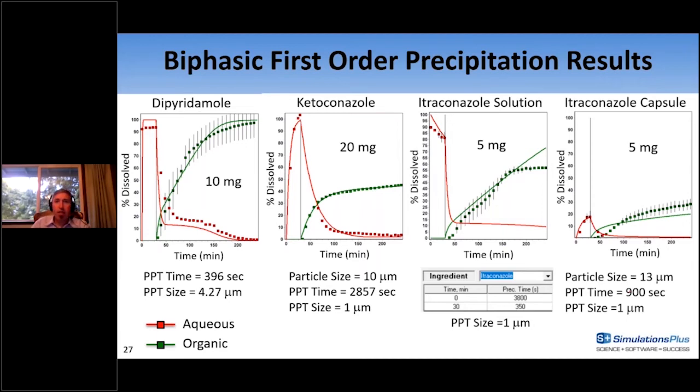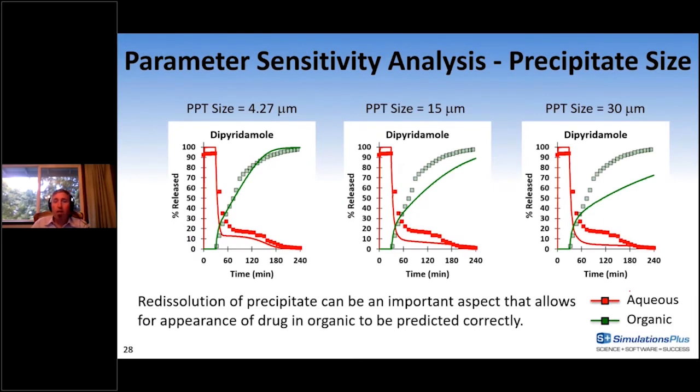Of course, we can do a parameter sensitivity analysis around the precipitate size to show what would happen if the drug precipitated into different sizes. Obviously the best fit to our data is 4.27 microns on the left-hand side, but that redissolution in the case of dipyridamole is really key in predicting the appearance rate in the organic phase. So if you use a precipitate size of 15 microns, you vastly underpredict the appearance in the organic media, because the redissolution of the material is just simply not fast enough. And more so for 30 microns on the right-hand side there.